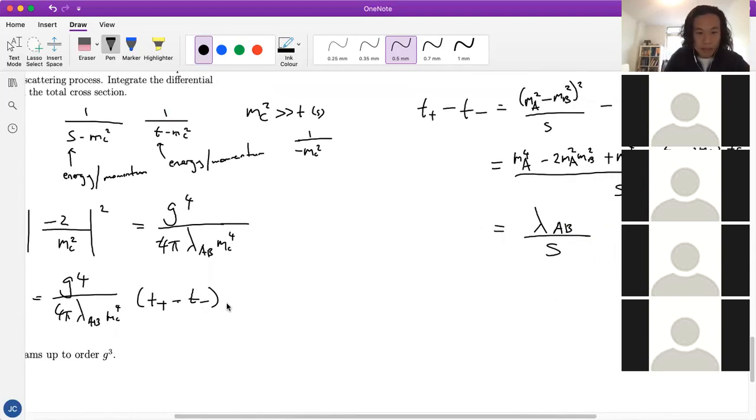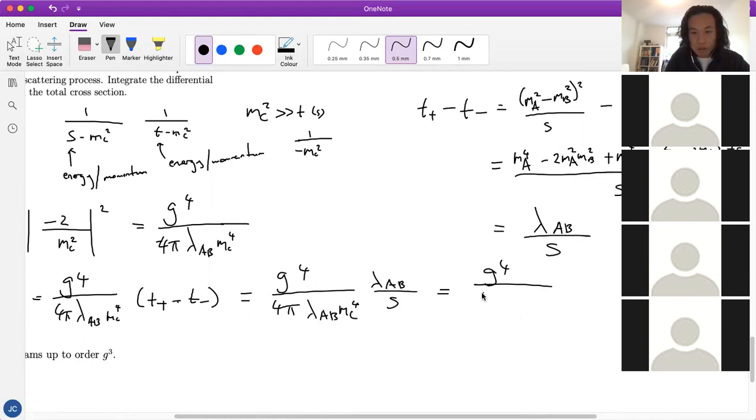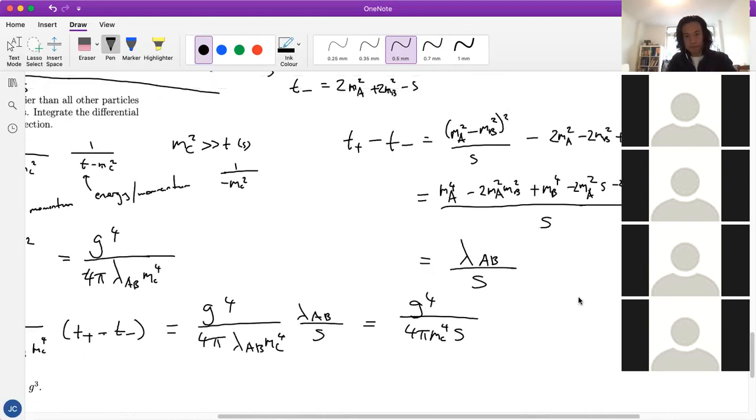So putting that back in, your sigma equals g to the 4 over pi lambda AB mc to the 4, times lambda AB divided by S. So that's just g to the 4 over pi mc to the 4 s.